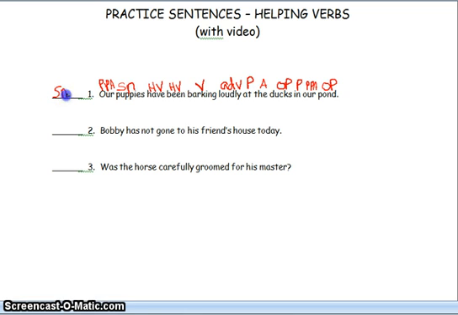Subject, noun, verb, pattern 1, check. We are checking for prepositional phrases. At the ducks, prepositional phrase. In our pond, prepositional phrase. Period, statement, declarative sentence. And we're going to go back to the verb.